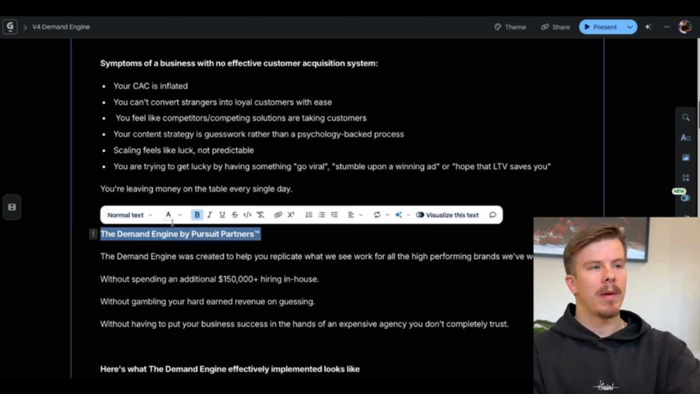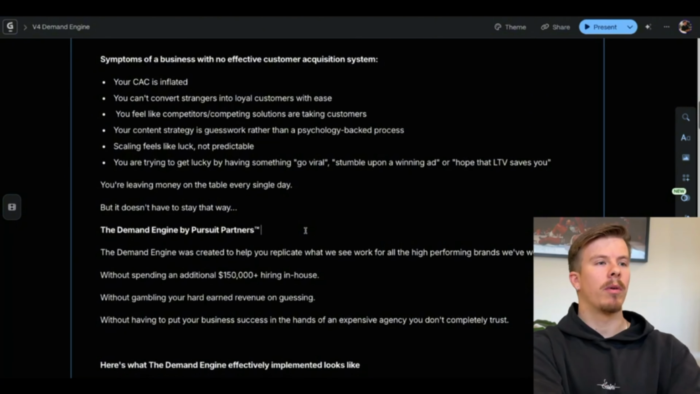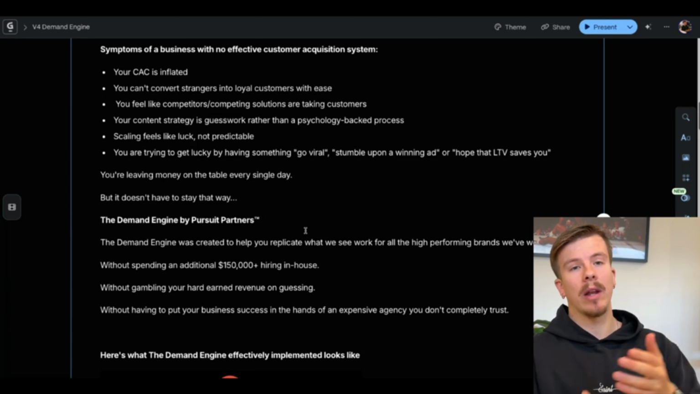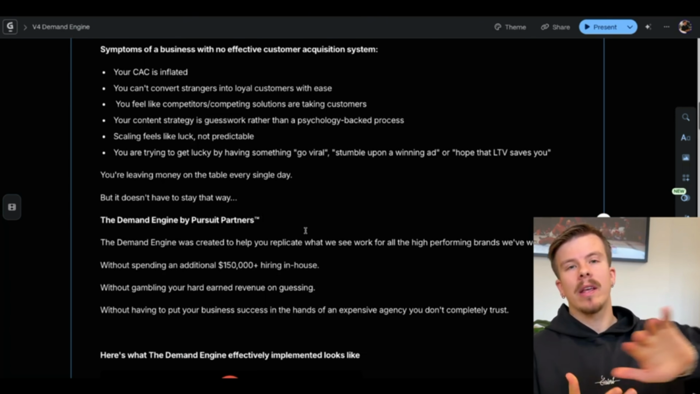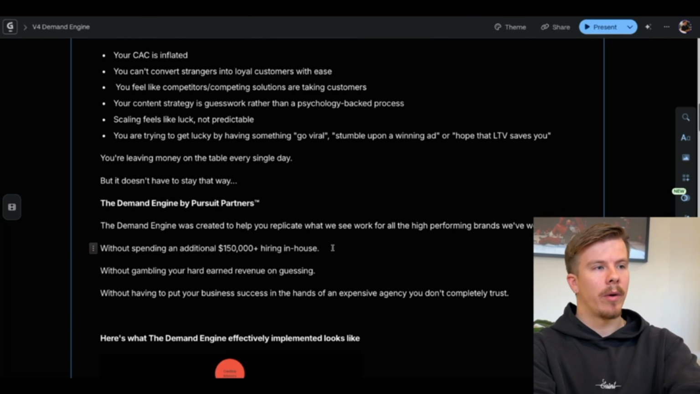And that's why we created the Demand Engine by Pursuit Partners, which is our company, to help solve this problem. The Demand Engine was created to help you replicate what we see work in all the high-performing brands we've been on the inside of. We've been on the inside of these companies, we know how it works, and we want to share that with you to help you scale.